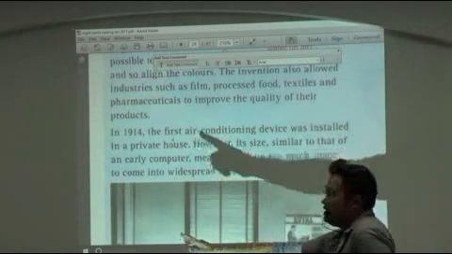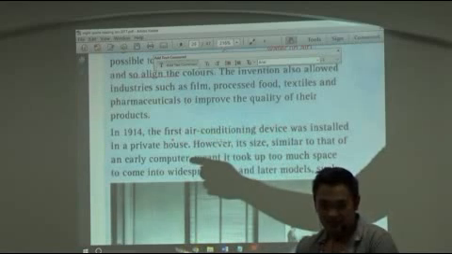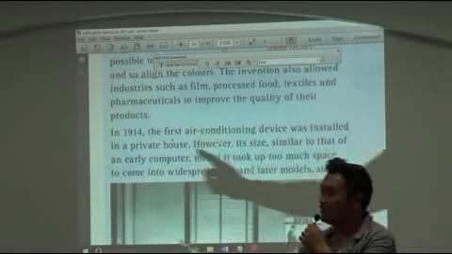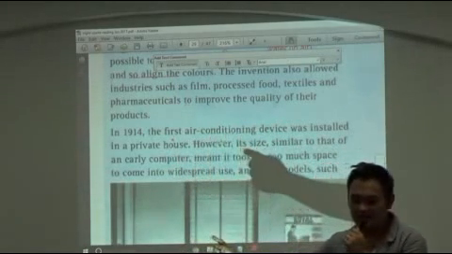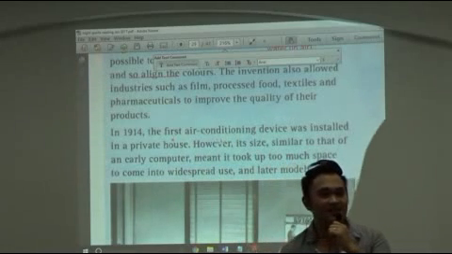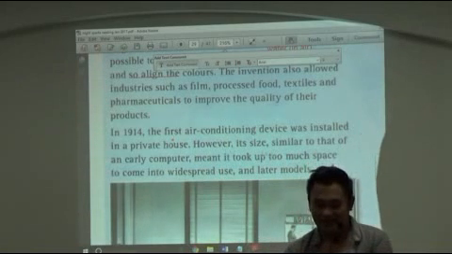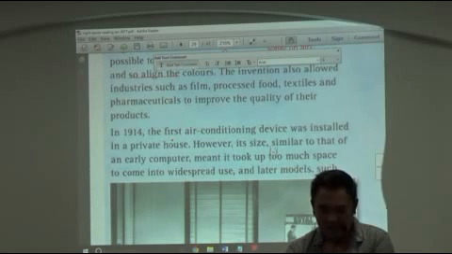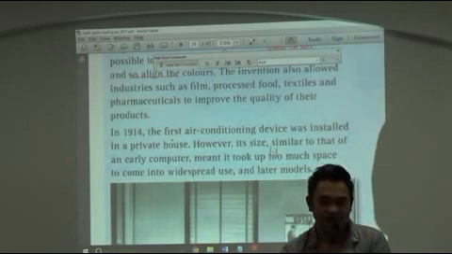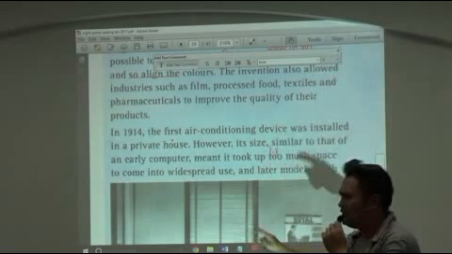In 1914, the first air conditioning device was installed in a private house. However, its size is similar to that of an early computer. Meant it took up too much space. What did I say? If you see anything negative, put a star. Or a triangle, rather. So please put here a triangle symbol. Too, meaning negative. There's always a question about negative. So put triangle.